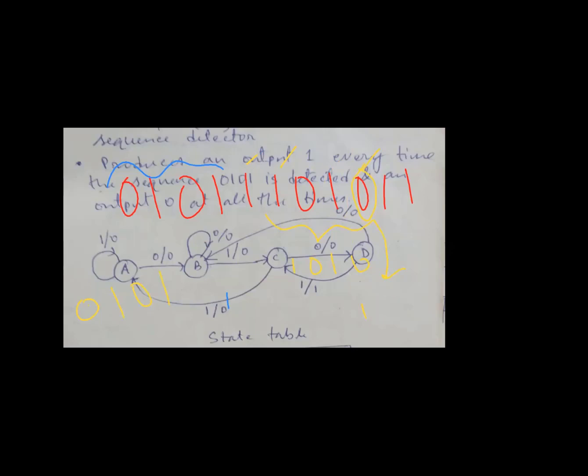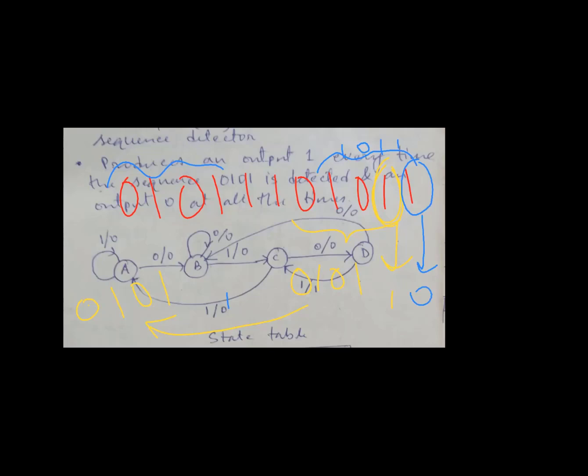Now next we scan this one. For this one, again look at the last 4 bits. The last 4 bits are 0101. Yes, we got the sequence. That means for this one, we produce output 1. Now, when we scan the last one, again look at the last 4 bits. They are 1011, so not the sequence. That means for the last one, output will be 0.